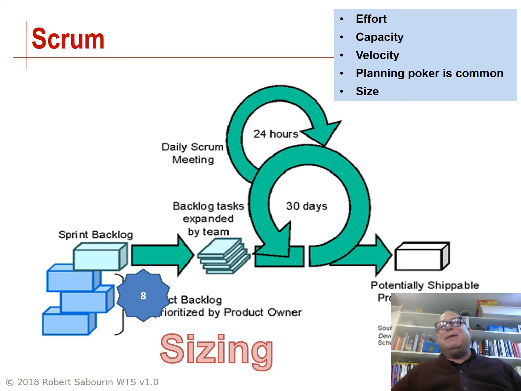So if they have a capacity of 100 story points, they know that the aggregate amount of effort can't exceed 100 story points. The velocity of a team is the amount of work they can do over time. Story points over time is a common measure of velocity.